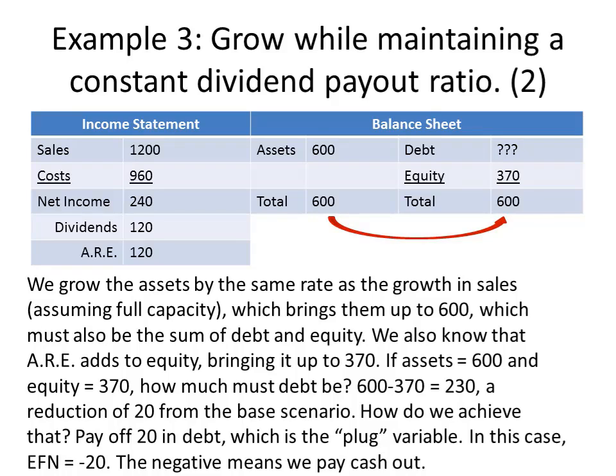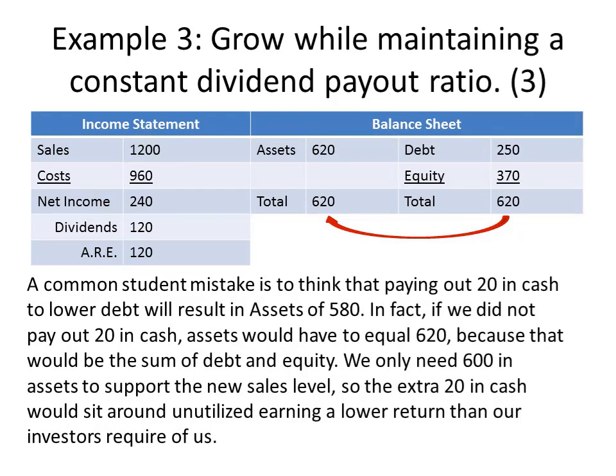Knowing that our total assets are 600 and our equity is 370, we can easily find that our debt level is now 230. Previously the debt level was 250, which means we have to pay off 20 in debt to make the new situation come out right. In this case, external financing needed would be minus 20 because we are paying 20 outside of the organization. And this makes debt the plug variable because we let it float to make the scenario work out.